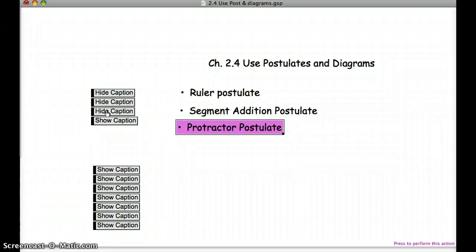So generally our ray starts on a 0 or 180, but if we start our first ray on 0 and our second ray is on 60, well, 0 minus 60 is negative 60. The absolute value of that would be a positive 60, or 60 minus 0 is 60, and that would be the protractor postulate in order to find the angle measure. Again, using the protractor postulate to find the angle measure.